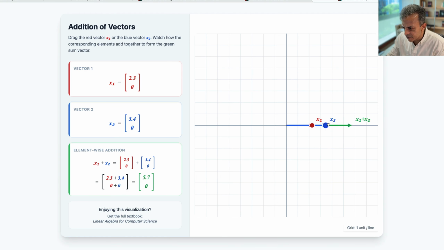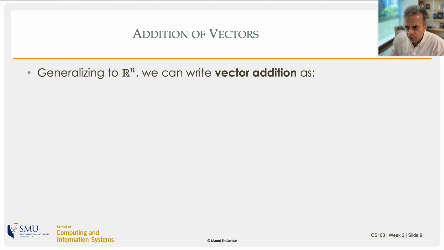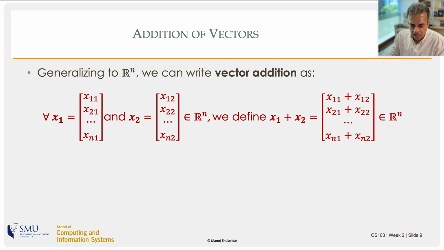So generalizing it to Rn, we can write that for any vector x1 in Rn, the components are x11, x21 up to xn1, and the second vector x12, x22 up to xn2. So the first index is actually the row number. The second index is to say that this vector is the first vector and this vector is the second vector.